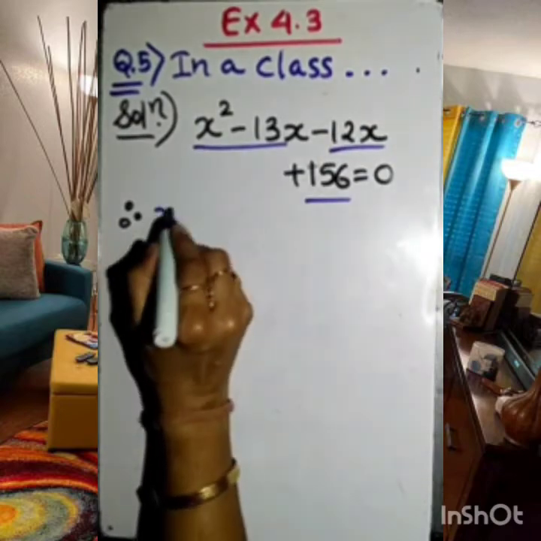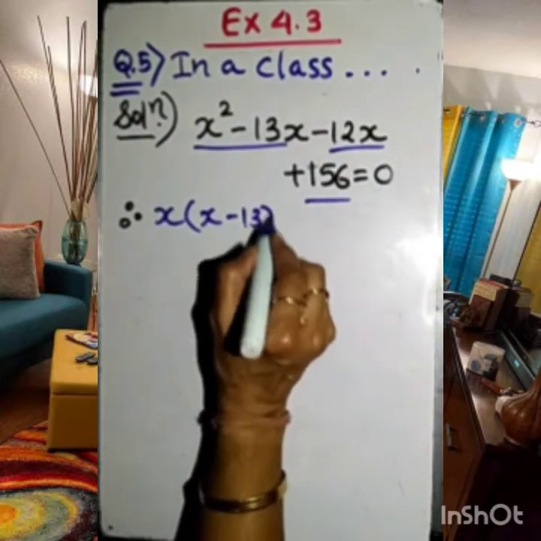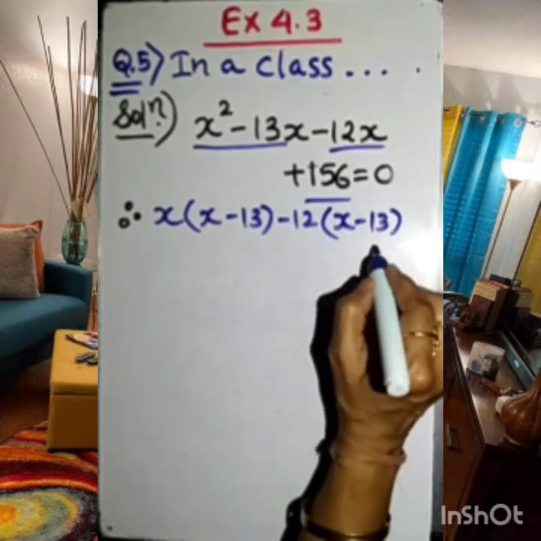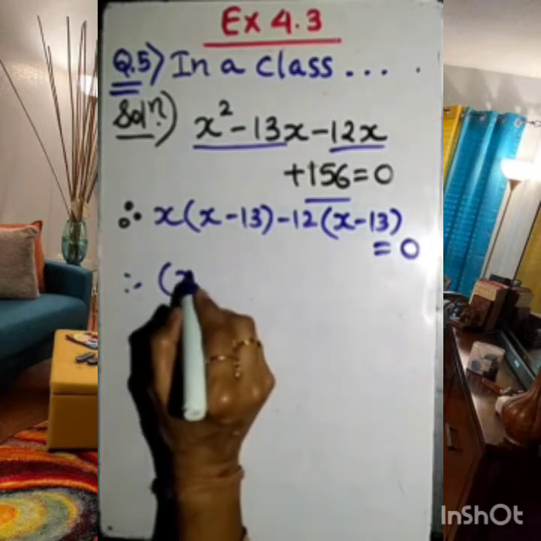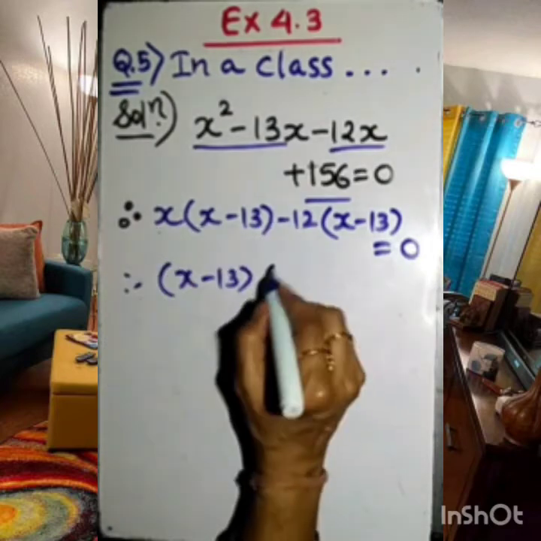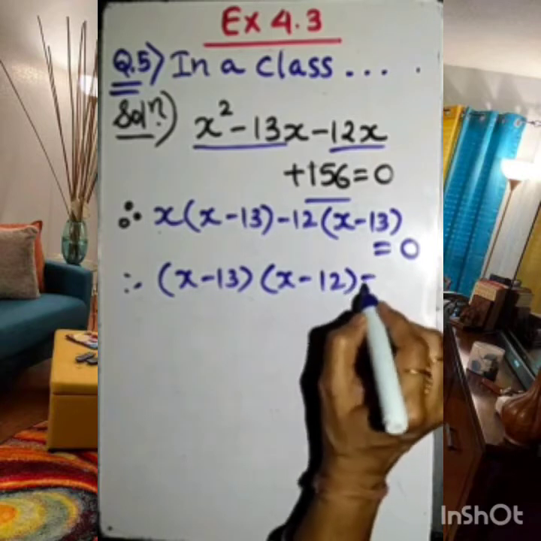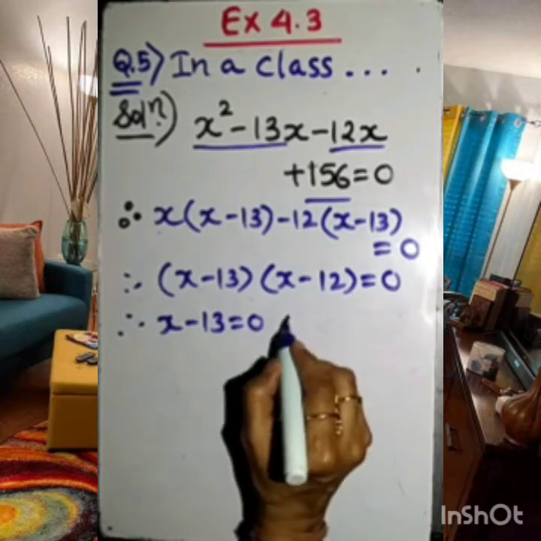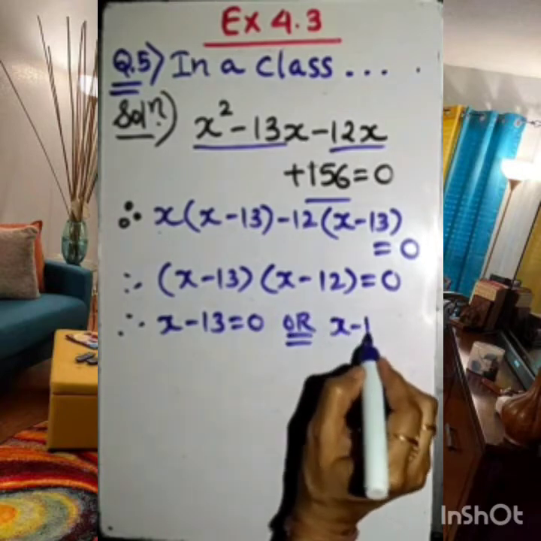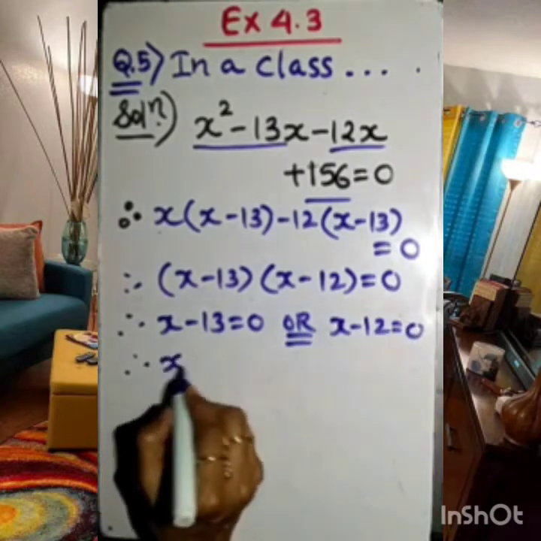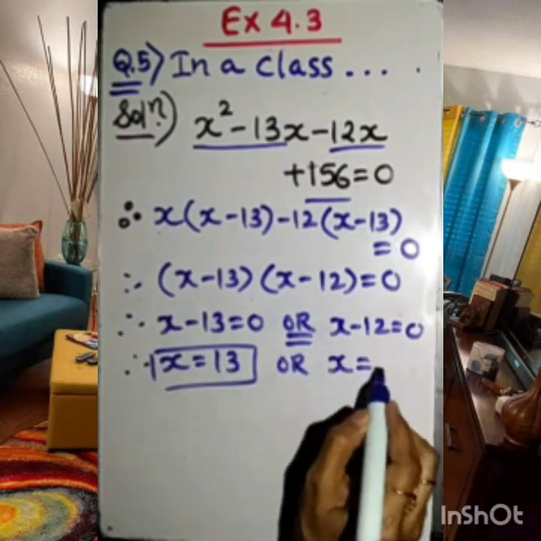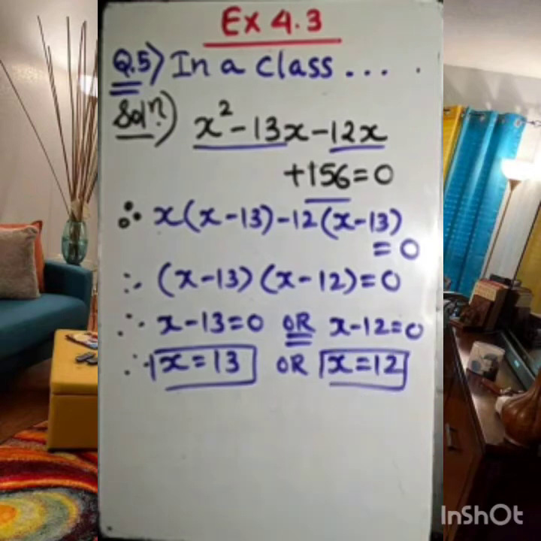X is common, so we will have X minus 13, minus 12 common, so here X minus 13, that is equal to 0. So X minus 13 in one bracket, and in another bracket X minus 12 equal to 0. Therefore X minus 13 equal to 0 or X minus 12 equal to 0. Therefore X equal to 13 and another is X equal to 12. There are two values we are gaining. So how to write the final answer?